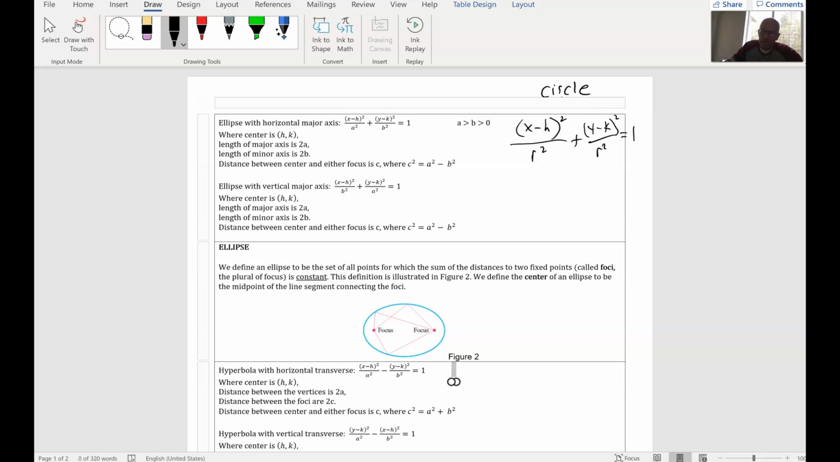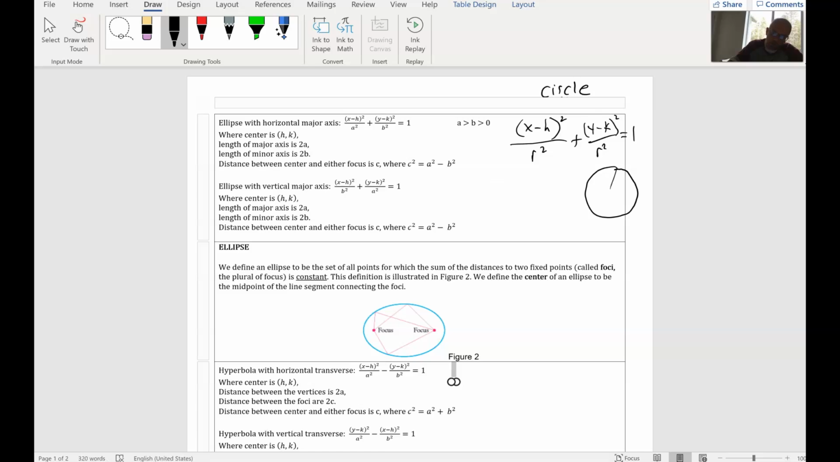And the difference is that, so you can see the same x minus h squared and the y minus k squared equals 1. That's all the same. The difference is I have an a squared there and a b squared there, as opposed to an r squared and r squared. So if you think about a circle being a set of points that are equidistant from a given point, that means the radius is always going to be the same. If you think about an ellipse, it's not the same.